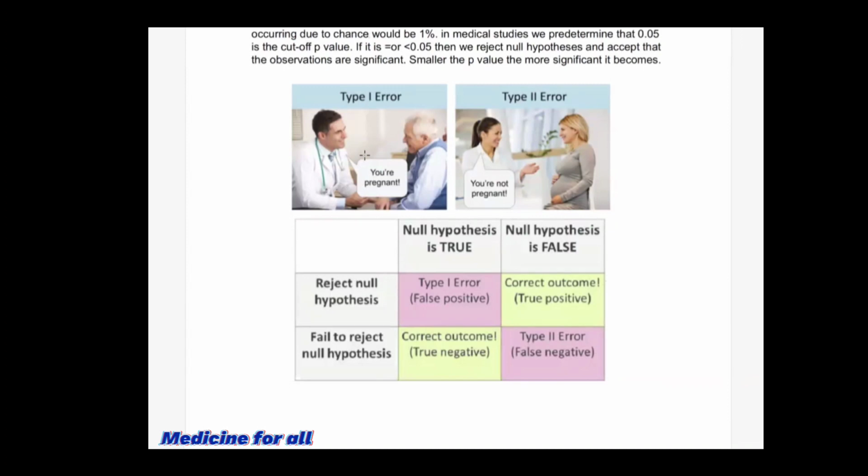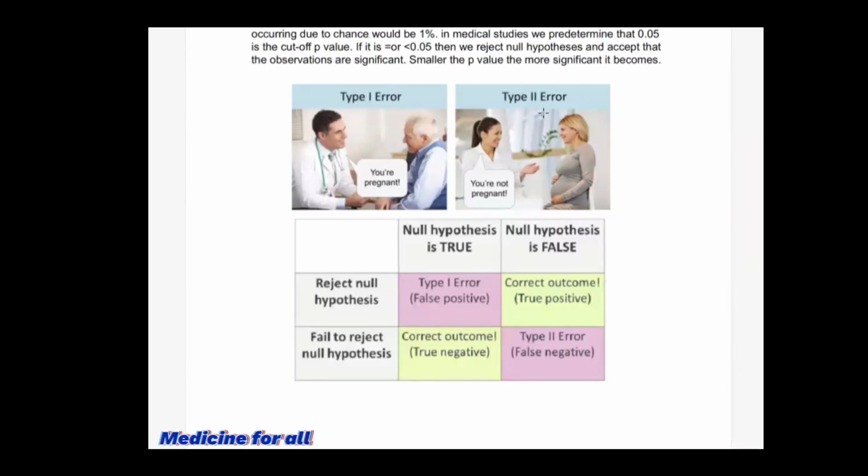So type 1 means telling a male patient that you are pregnant. That means you are seeing a connection where there should not be a connection. Simply, that is type 1 error. Remember it as telling a male that he is pregnant. So you are seeing a connection where there should not be one. The null hypothesis is true, meaning there is no connection, but you reject it. Reject means you are telling that there is a connection. You are seeing something where there is nothing.